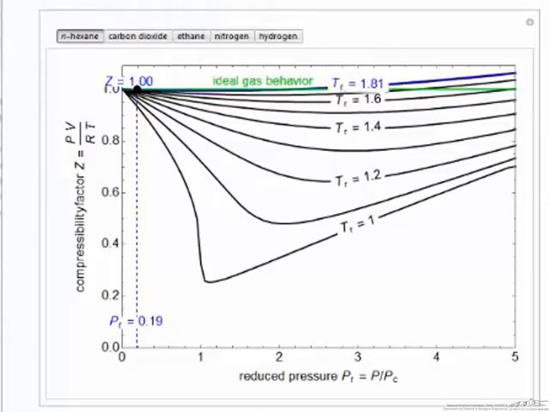This screencast provides insight into how to read the generalized compressibility factor charts. The compressibility charts are an important tool in analyzing non-ideal gas behavior. The charts are based on the theory of corresponding states.